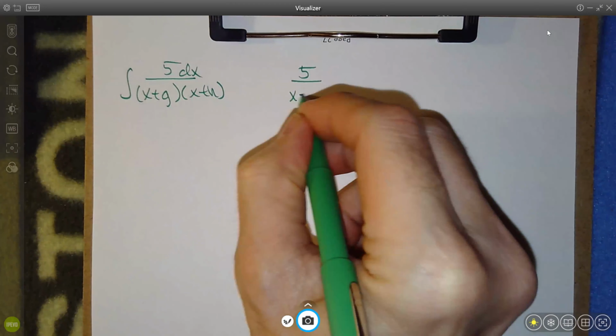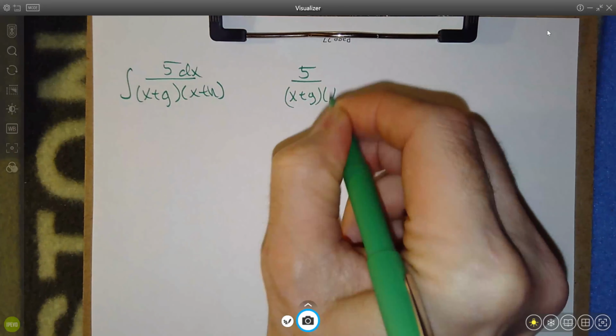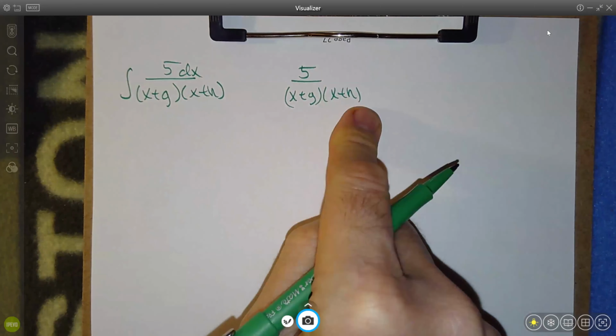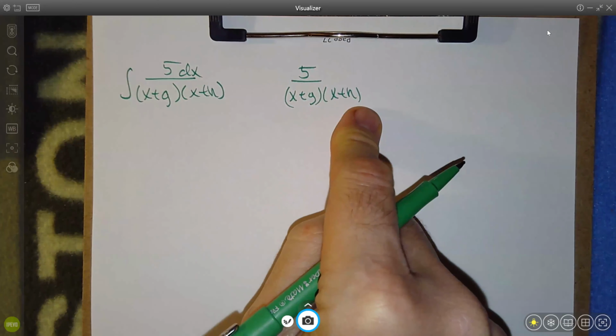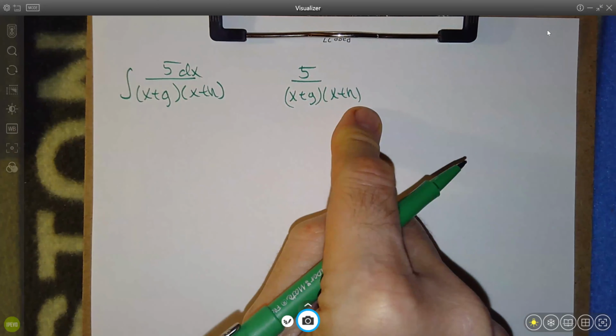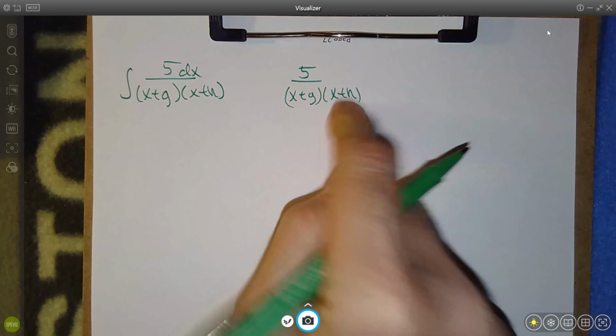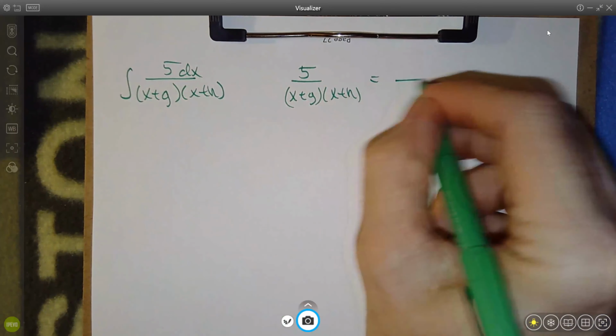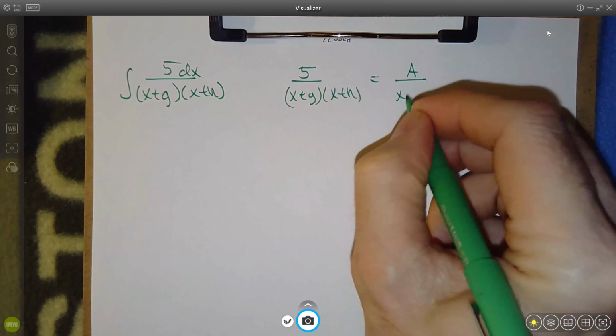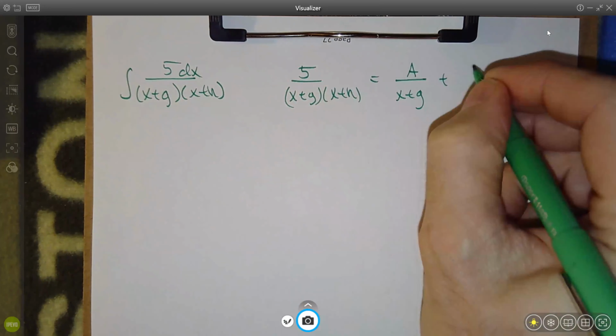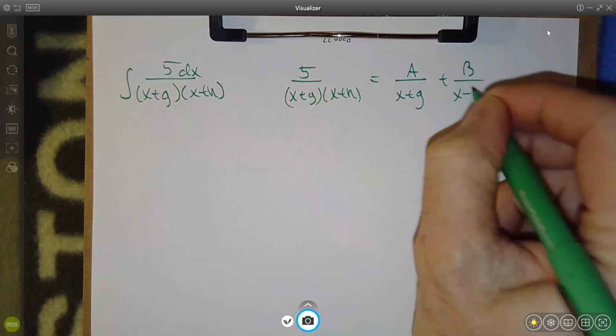5 over x plus g times x plus h. g and h are just constants. Could be like 4 and 7, 3 and 2, 5 and negative 3. Doesn't matter. But g and h are constants. And as such, I'll write it as capital A over x plus g plus capital B over x plus h.